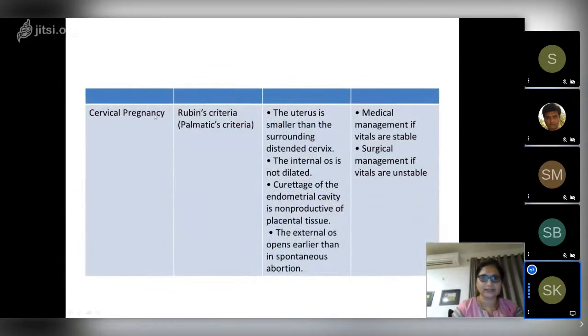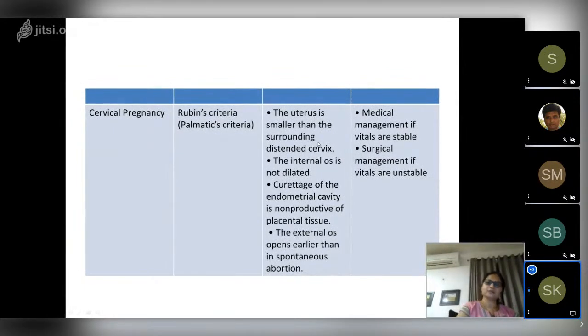Next, coming to cervical ectopic pregnancy, it is diagnosed by Rubin's criteria, also called Paalman's criteria. So what are these? The uterus is smaller than the surrounding distended cervix. The internal os is not dilated. Curettage of the endometrial cavity is non-productive of placental tissue. The external os opens earlier than in spontaneous abortion. So these are the criteria for diagnosis of a cervical ectopic pregnancy.